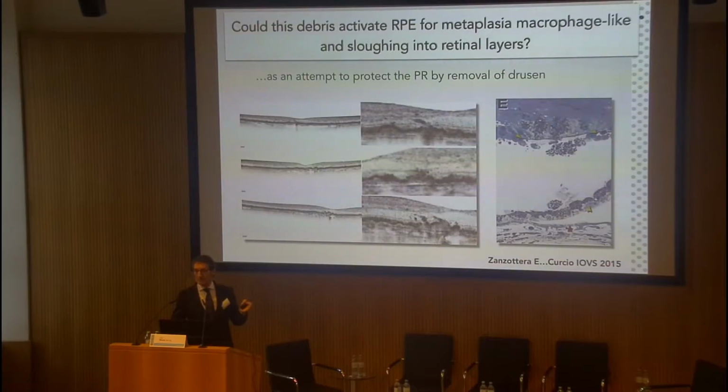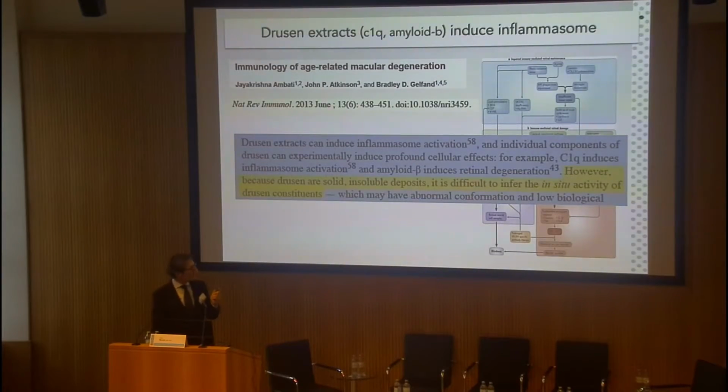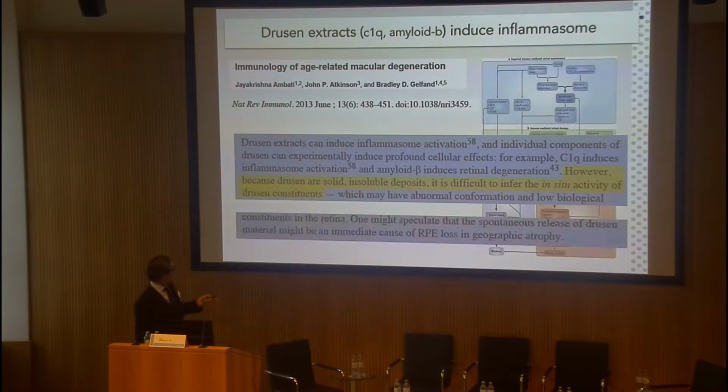And this material might explain what Kurshu proved, that RPE is activated. So something has to activate this RPE, and this RPE gets detached from the RPE, activated, macrophage-like. That material could contribute to that RPE activation. And Mbadi showed that drusen content is toxic for RPE, induces inflammation, and that's very interesting what he stated. However, because drusen are solid, insoluble deposits, it's difficult to infer the in situ activity of drusen constituents. One might speculate the spontaneous release of drusen material might be an immediate cause of RPE loss.